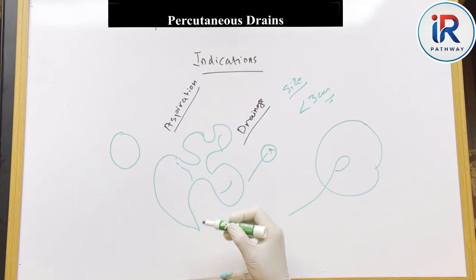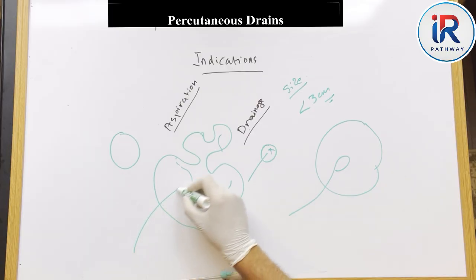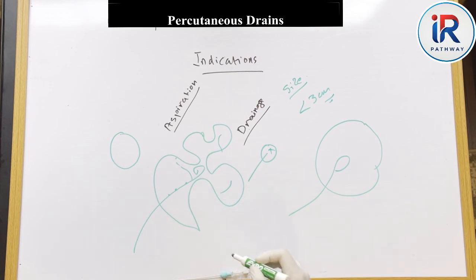So simple aspiration won't be enough to remove everything, and these are the collections where we place the drains and modify them by adding extra holes and give it time to drain. We then usually connect these drains to a bulb under negative pressure, so the negative suction drains the collection over time. So for multiloculated abscesses, it's better to place a drain rather than just aspirate.